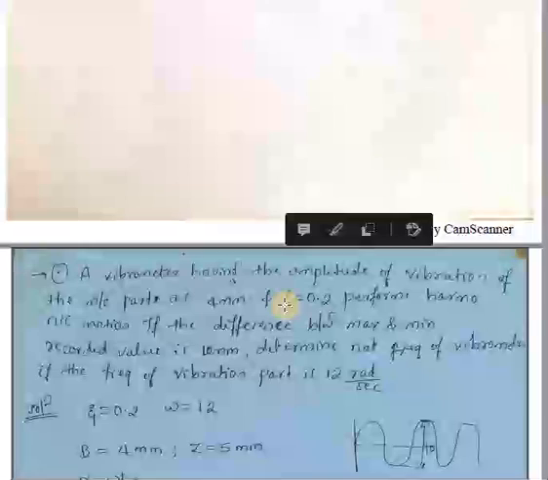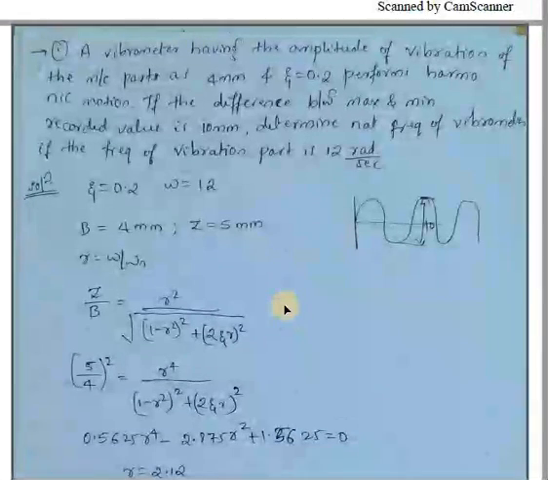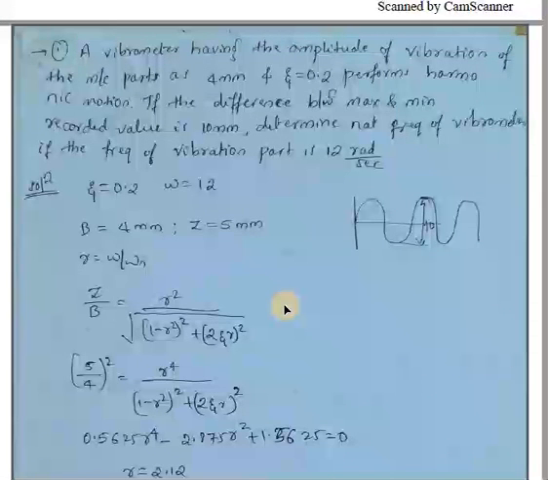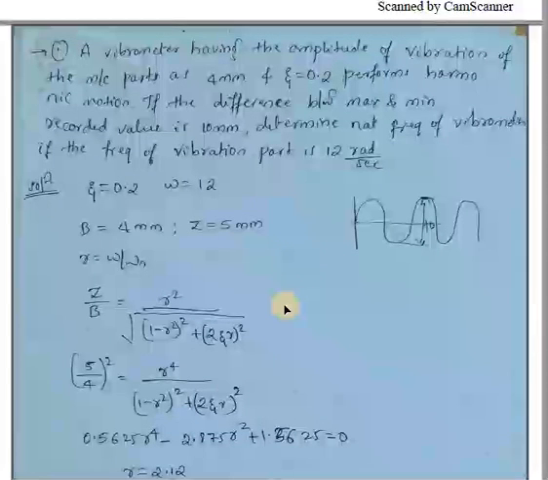Then moving further, this is the problem on vibration measuring instrument. Here the statement is: a vibrometer having the amplitude of vibration of machine parts as 4 mm and zeta as 0.2 performs the harmonic motion. If the difference between maximum and minimum recorded value is 10 mm, determine the natural frequency of the vibrometer if the frequency of the vibrating part is 12 radian per second. Here he has given zeta as 0.2, omega as 12 radian per second, and the amplitude of vibration of the machine parts B as 4 mm.